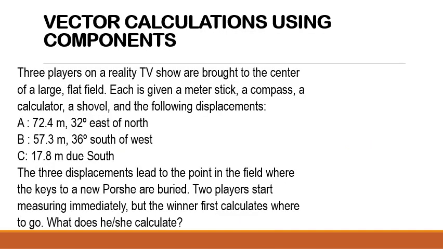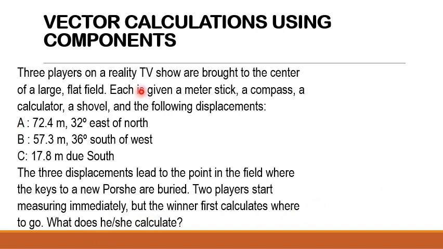Next example. Three players on a reality TV show are brought to the center of a large flat field. Each is given a meter stick, a compass, a calculator, a shovel, and the following displacements. A, 72.4 meters, 32 degrees east of north. B, 57.3 meters, 36 degrees south of west. And letter C, 17.8 meters due south. The three displacements led to the point in a field where the keys to a new porch are buried. Two players start measuring immediately, but the winner first calculates where to go. What does he or she calculate?